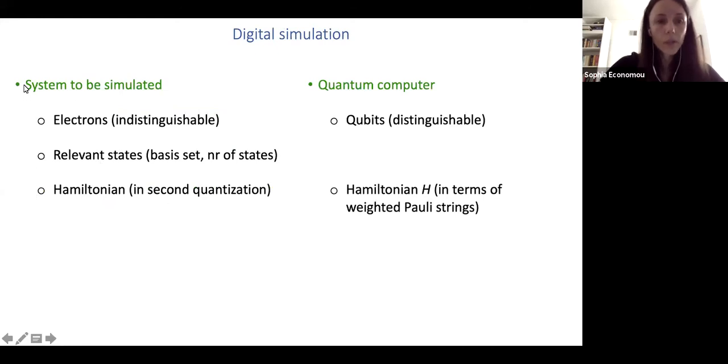Before I go into details of the algorithms, let me just make this connection. There's a system to be simulated. Usually this is an electronic system, some sort of fermions, such as electrons. They're indistinguishable. You map these to qubits, which are distinguishable. I'll talk about that in some detail. You have to keep a relevant space, making a choice about the states you're keeping in your original system. And then you have some Hamiltonian, which we typically write in second quantization. I'll talk about this later. And on the quantum computer side, you are creating a Hamiltonian based on this left-hand side, which is basically a weighted sum of Pauli strings. And I'll come back to this.